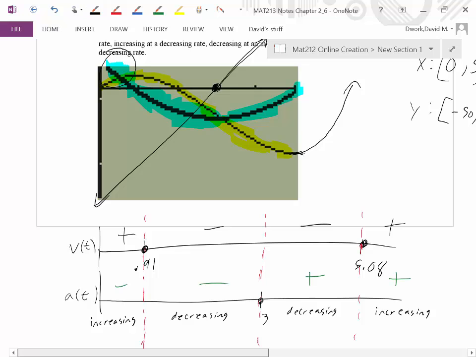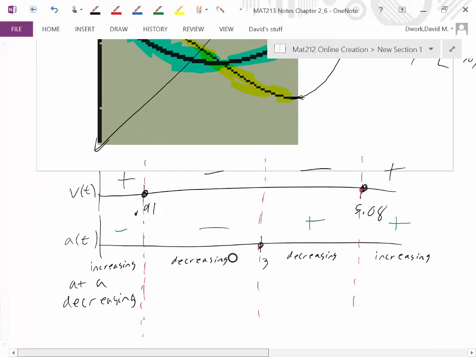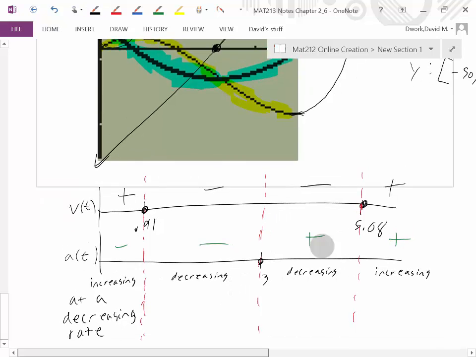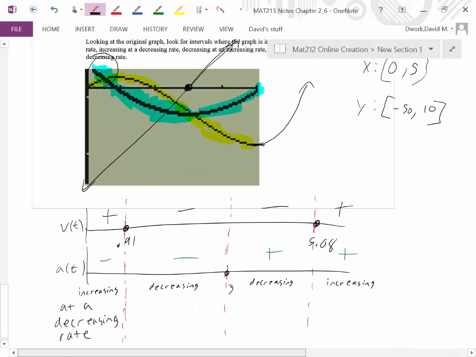So the idea here is, if you look at the original graph, yes, the yellow line is increasing up to 0.9, but it's increasing at a decreasing rate. Okay, don't try to make any rules in your head about how to read this until we finish them all. So we're increasing at a decreasing rate, and why is that? Well, you look, the graph's going up. It's going up, but the rate at which it's going up is getting slower and slower and slower until it stops going up and then starts going down.